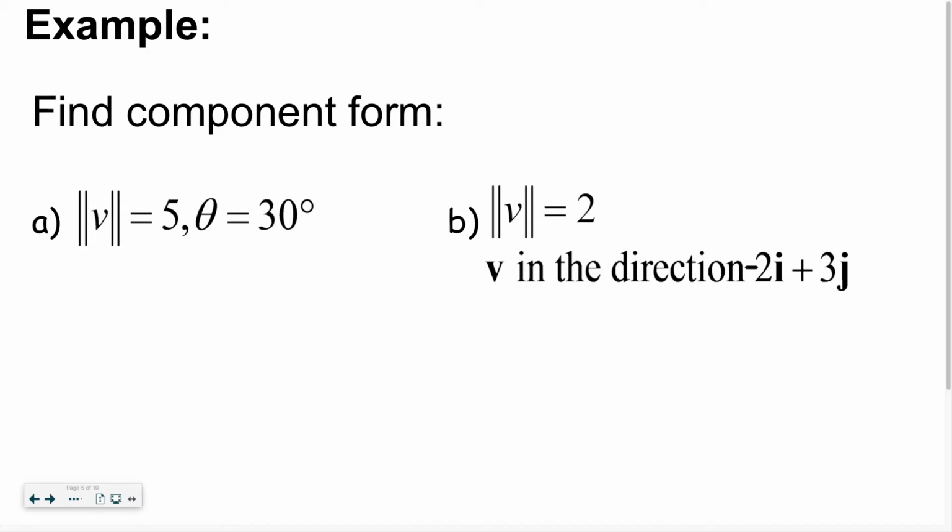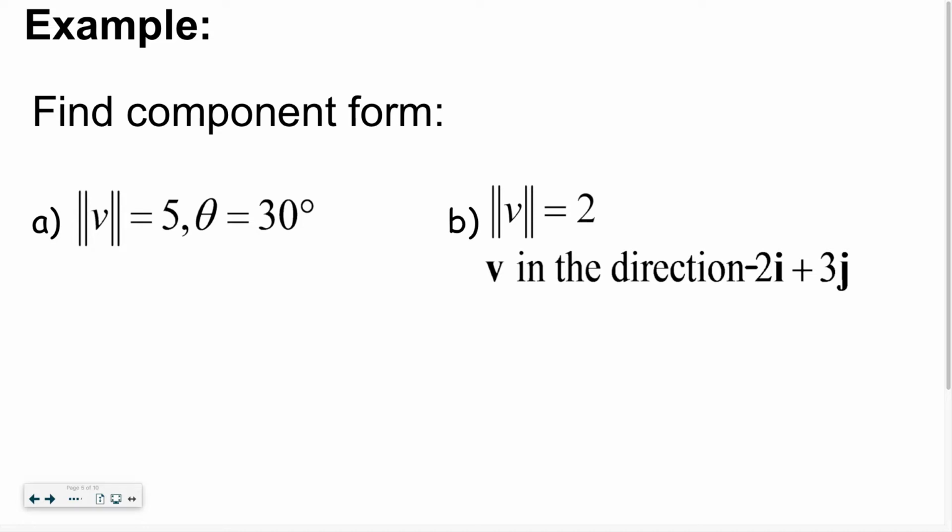Find a component form for these vectors. A: magnitude of V is equal to 5, theta is equal to 30 degrees. And then B: magnitude of V is equal to 2, V goes in the same direction as negative 2i plus 3j. And I'm asking for component form here. I could ask for component form or linear combination form, right? So this is the one where I want the angled brackets and the comma.